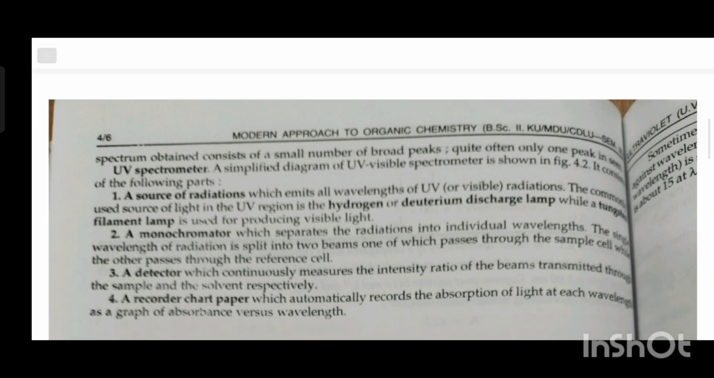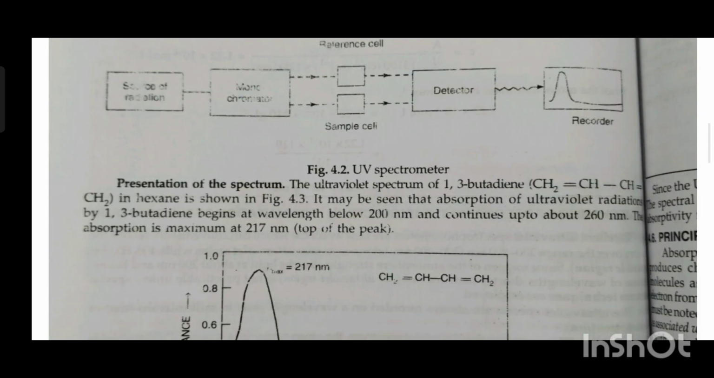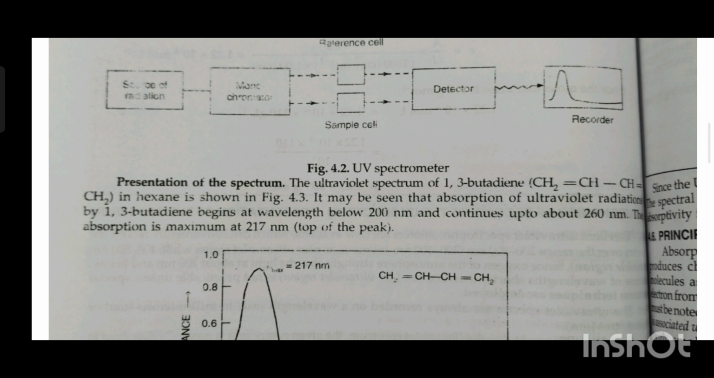Third, a detector which continuously measures the intensity of radiation of the beam transmitted through the sample and the solvent respectively. Fourth, a recorder chart paper which automatically records the absorption of light at each wavelength as a graph of absorption versus wavelength. Presentation of a spectrum. The UV spectrum of 1,3-butadiene in hexane is shown in figure 4.3.